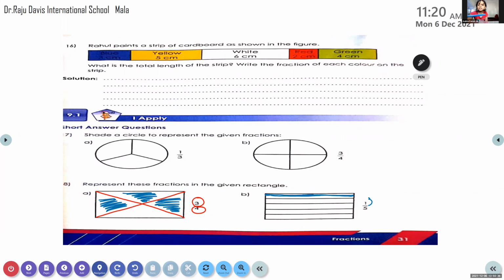Now we can shade with color pencil. Yes, you can shade with color pencil or crayons or sketch pen or with your pencil itself. Ma'am, we can color it with pencils? Yes, you can do it with your pencil itself, no problem.